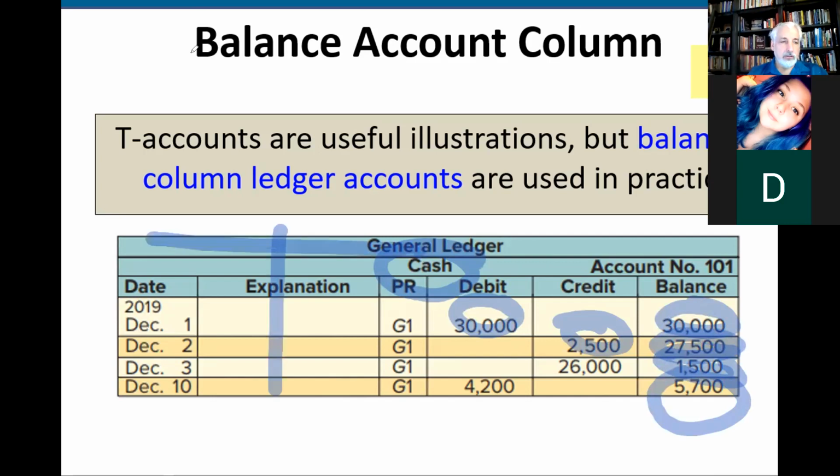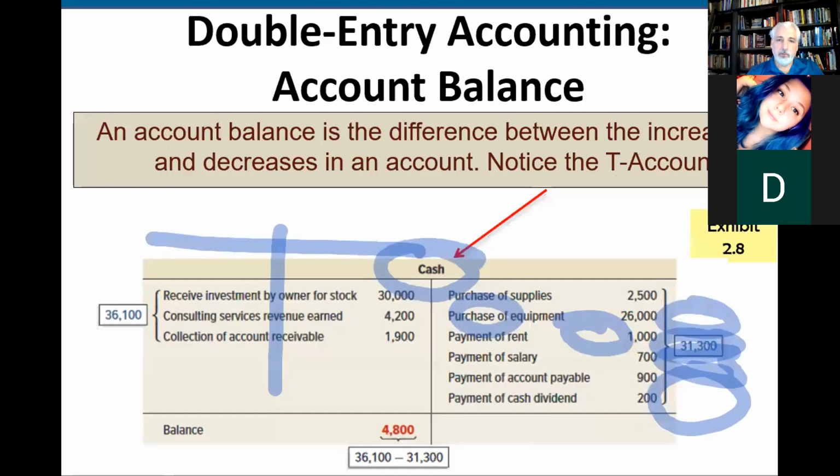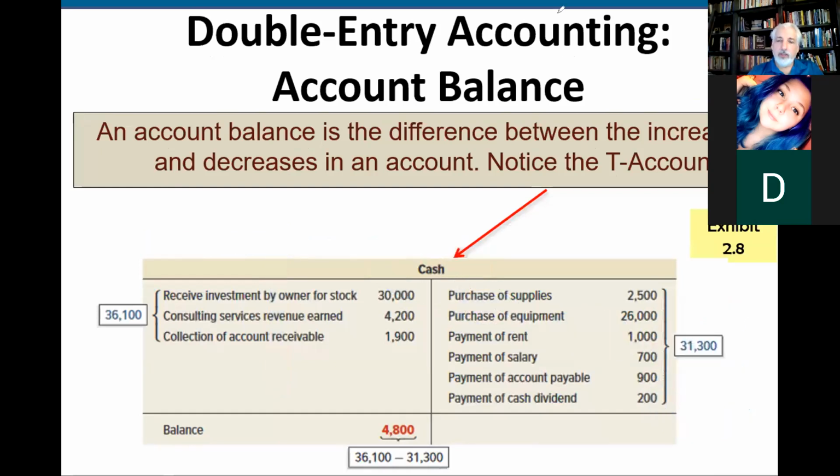This is our T account. This is our ledger. A ledger is like a page in a book, and on that page we have all the cash transactions. If you recall, we went back a couple of pages, and we had all these cash transactions in one place. Here's my ledger page, here's my $30,000, here's my $2,500. Just think of it as pages in a book.